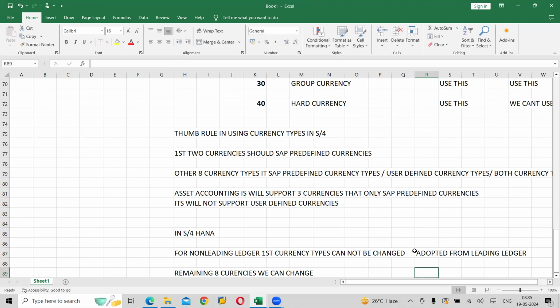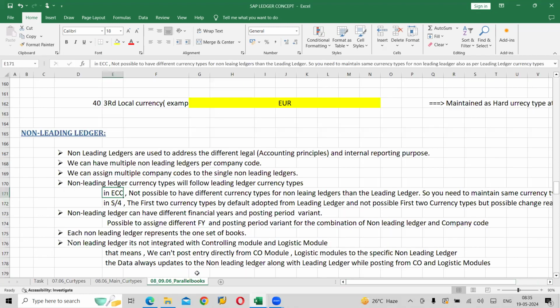Okay, but the other eight currencies we can change, because this functionality is not there to adapt. This we can change at any point of time. Clear? That's what I want to mention here. In S4 HANA, the first two currency types are by default adapted from the leading ledger. Clear? And it's not possible to change the first two currency types.